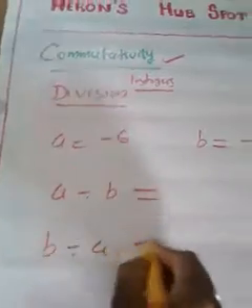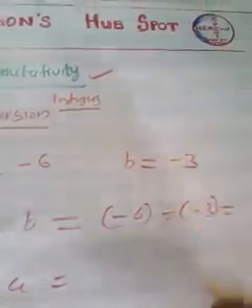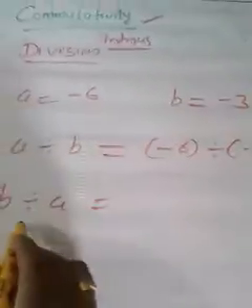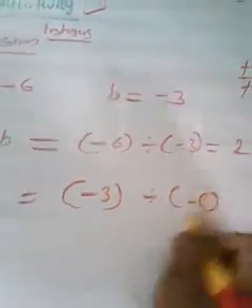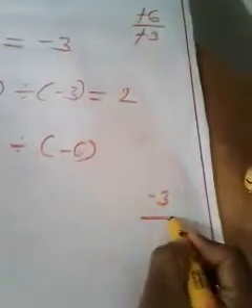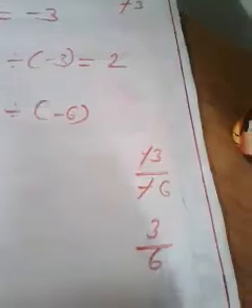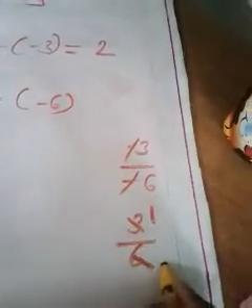What is a divided by b? -6 divided by -3. What is -6 divided by -3? Both minus signs get cancelled. 6 by 3 is 2. You may have understood. And b divided by a. What is -3 divided by -6? Both minus signs get cancelled. 3 by 6, if you cancel, what will we get? In 3, how many 3s? 1. In 6, how many 3s? 2.